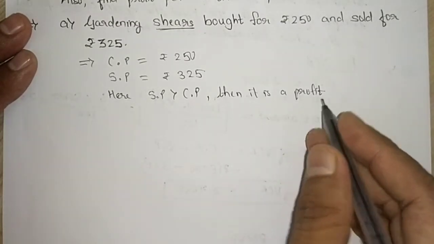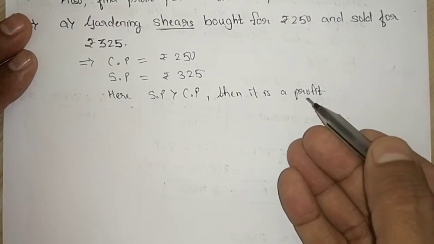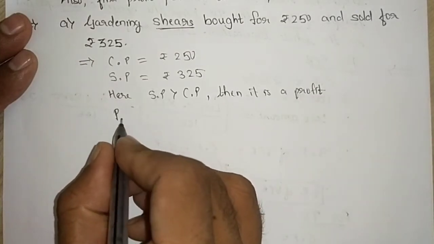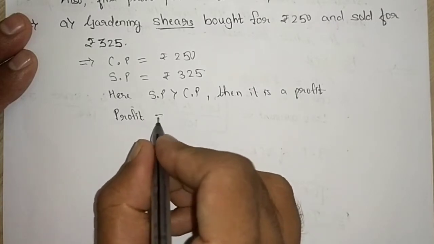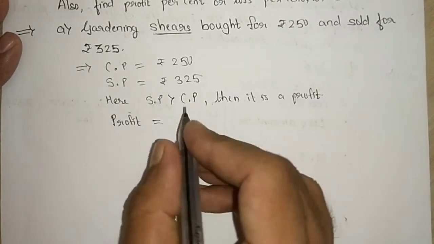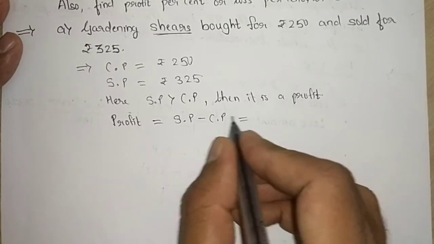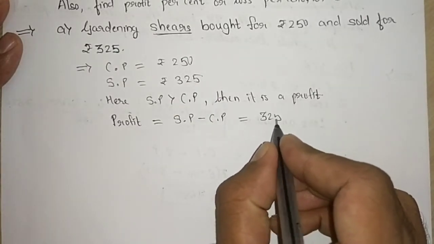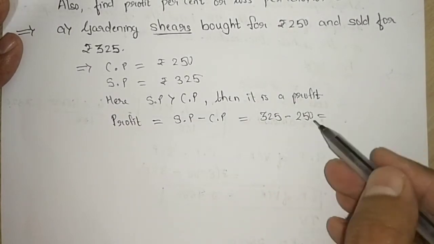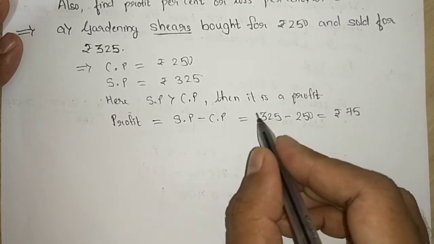Now since it is a profit, we have to find profit percentage. But for finding profit percent, we must know the profit amount. For that we will calculate profit. What is the formula to calculate profit? SP minus CP. SP is 325 minus CP is 250. If you calculate, 50 plus 25 is rupees 75, which is the profit.